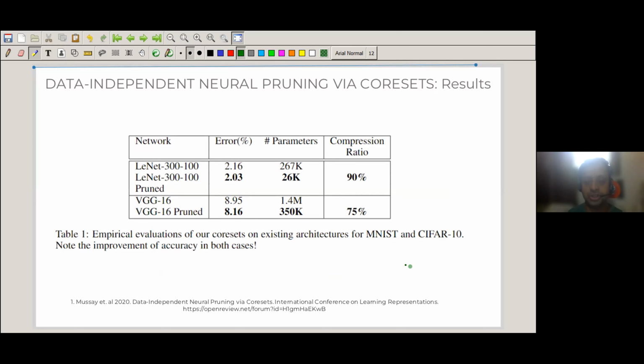Basically, again, you see that with a 90% compression ratio, 90% of the original network, the error is very competitive. It's in fact very good compared to the entire network architecture. So 2.03 and 8.16 as against 2.16 and 8.95 for the originals respectively. So it's also leading to better efficiency, very few parameters, a much smaller number of parameters. That's what the 90% and 75% were about.